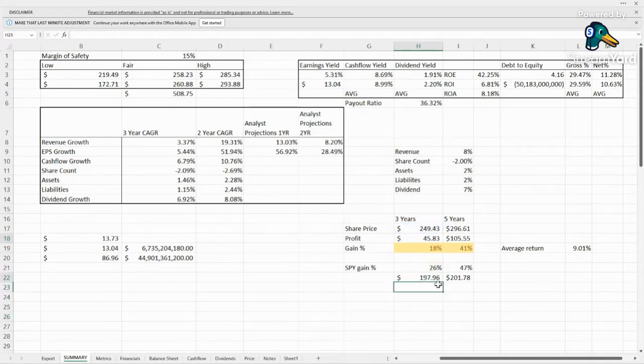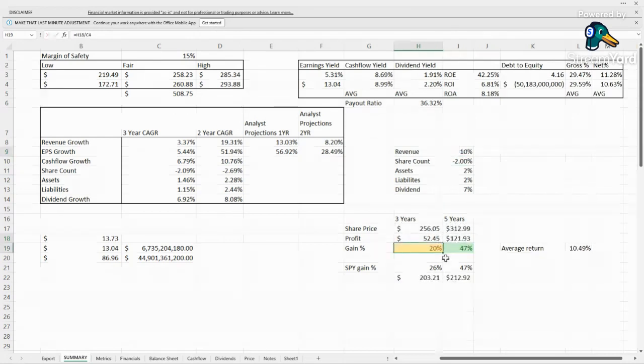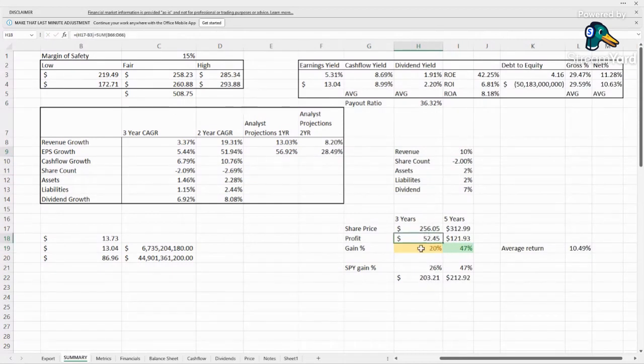You'd be performing in line with SPY at 200, both 3 and 5 year, as long as they're coming in with these numbers here. But let's say things aren't going to slow down. They can get 10% revenue growth. Well, now we're good on the 5 years. We're still 6% shy on the 3 year if you buy at 220.